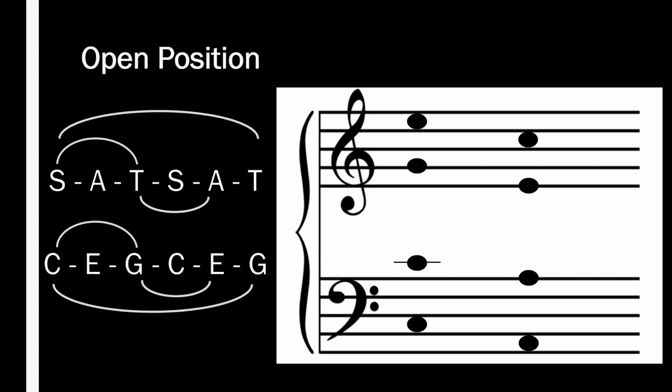If we start with C in the tenor, the note skipped would be an E and the next note would be G. You would then skip C and the next note placed would be an E.